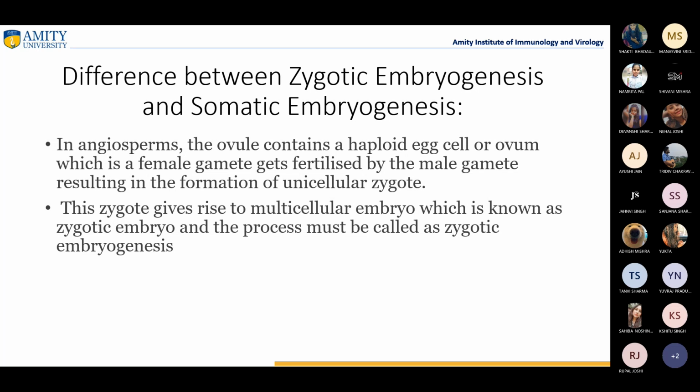So we now know what zygotic embryos and somatic embryos are. In angiosperms, the ovule contains haploid cells or ovum, which is a female gamete. It gets fertilized by the male gamete, resulting in the formation of a zygote. This is the process of fertilization. This zygote gives rise to a multicellular embryo, which is known as a zygotic embryo. So those embryos which develop from the fertilization of a male and a female gamete are called zygotic embryos, and this process is called zygotic embryogenesis.